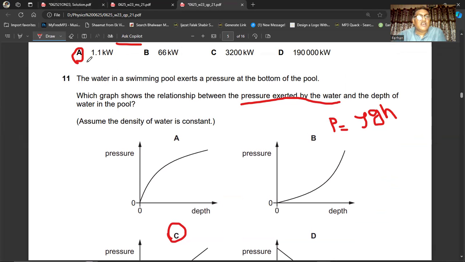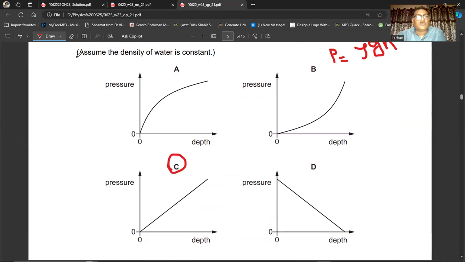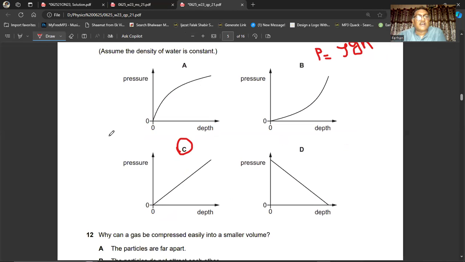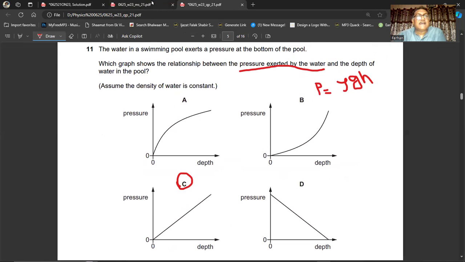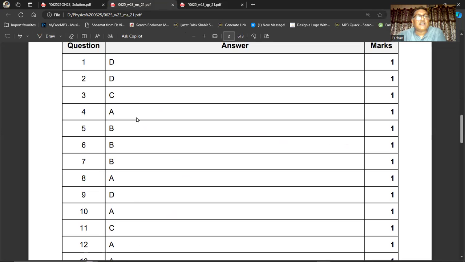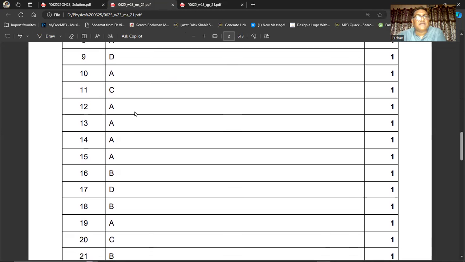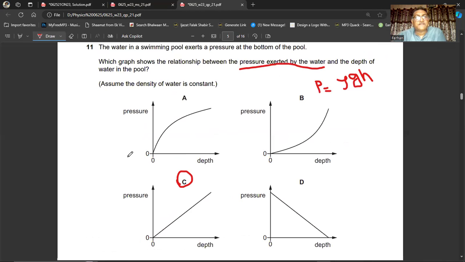They can be tricky. So I think C is the choice, sir. Let me show you the whole question. I think question 11, C is the right choice.